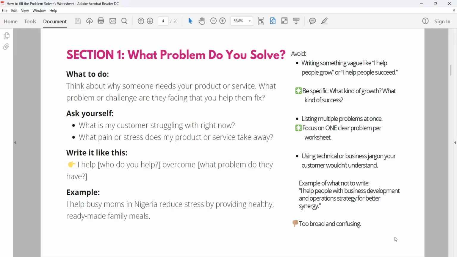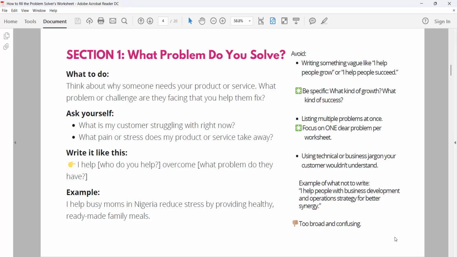Please avoid doing this. Don't worry, you are going to get full and practical examples for a business that is based on products and another that is focused on services, so it's clear. But avoid writing something that is vague, something like I help people grow or I help people succeed. You need to be clear, be specific about what that growth or what success is. Don't keep it vague. Listing multiple problems at once will not help you. I have mentioned, focus on just one.